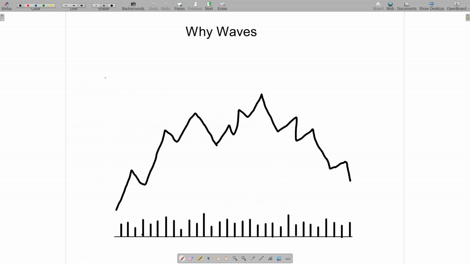Okay, you have to bear with me here because I will write with my finger. So this is the first question. Why waves? Why waves? Well, because this is impossible to read. This is the price. This is the price. Right here, impossible to write also. And this is the volume. All right. So how can you read that?